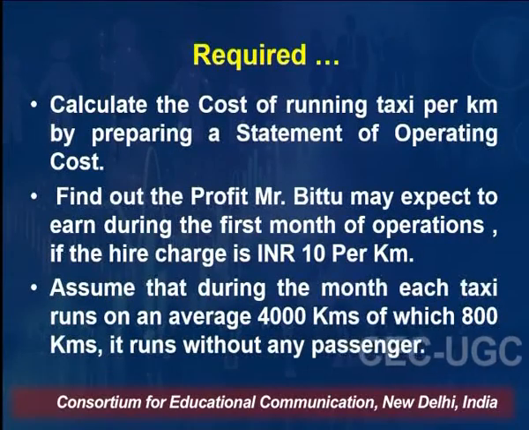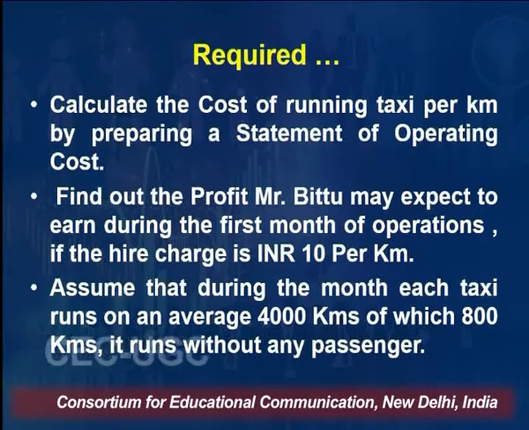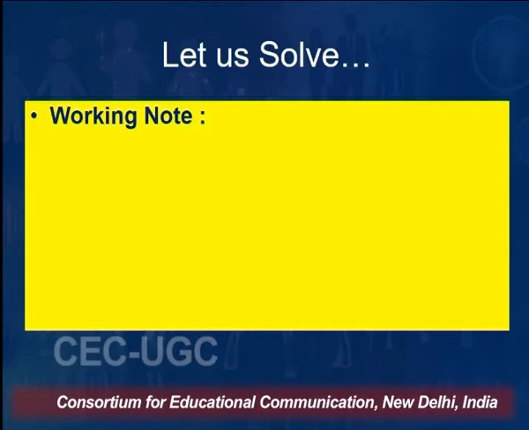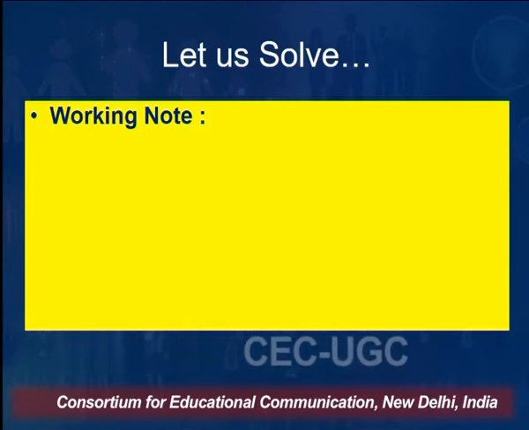We have to assume that during the month each taxi is running on an average 4,000 kilometers, out of which 800 kilometers it runs without any passenger. So why it is running without passenger? There might be a possibility that you don't have any passenger, or you are having a booking, and to reach to that place of passenger you have to travel. So 800 kilometers is basically a distance which is covered without any generation of revenue. So there is no revenue generated for those kilometers. I'll tell you how to deal with this 800 kilometers. So let us first start with the working note.